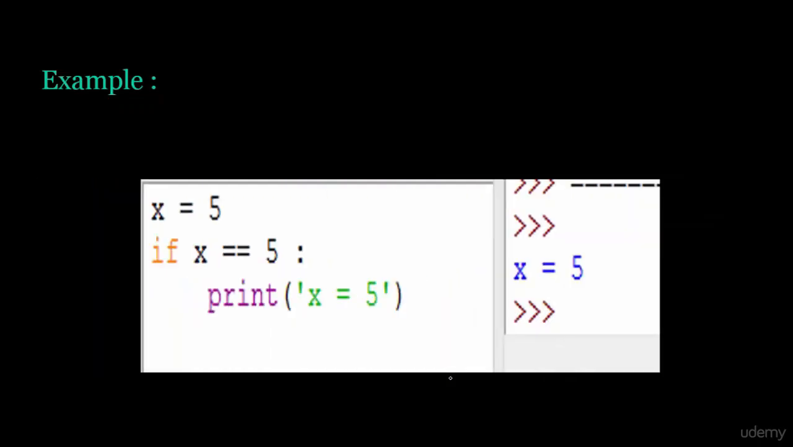Let's see this example. Here I type x equal to 5, then I set if x equal to 5, print x equal 5. Here, remember, in a condition we use a double equal sign, not only one, so that we ask if this value equals 5 or not. This is the keyword which tells Python that we are making a condition here. It will check if this x equals 5 or not. If this x equals 5, it will print this here, and if not, it will print nothing.